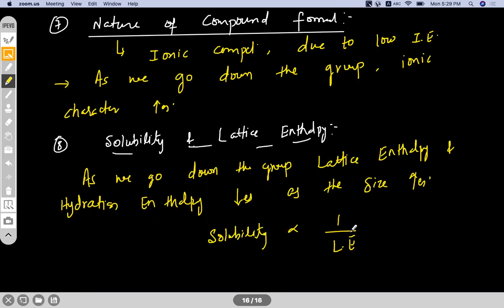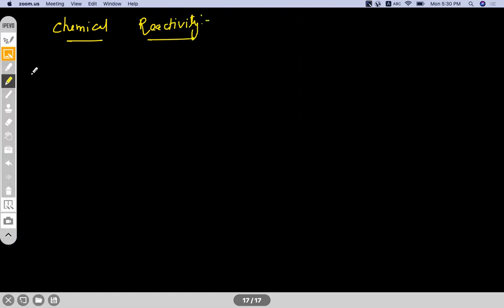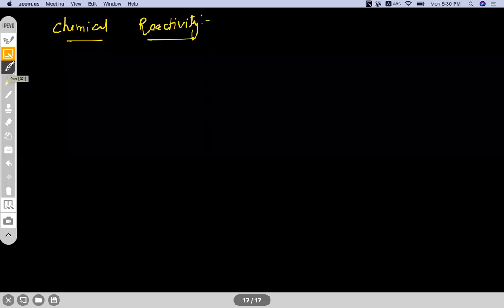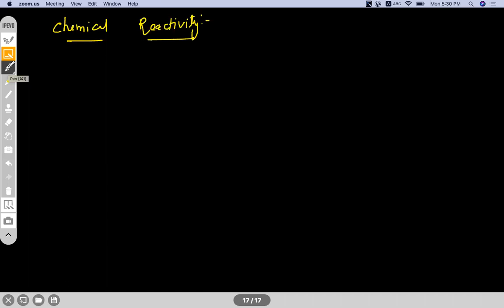Okay, next, write down. We'll see the different types of compounds that these elements form: nitrides, oxides, hydroxides, hydrides, carbonates, bicarbonates, all these things. So write down, first of all, chemical reactivity. Again, as we go down the group, size increases, ionization energy decreases, the tendency to lose electrons is more, it can easily form +1, +2 oxidation states, and hence the reactivity increases.